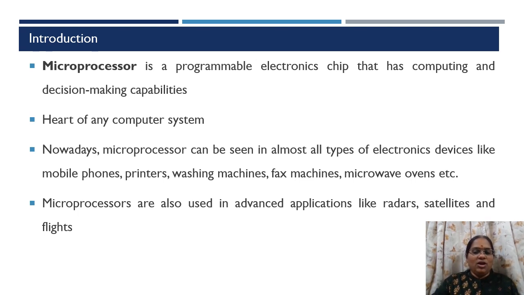All your electronic devices, like your mobile phone, printers, washing machine, fax machine, and microwave ovens, all have a processor. Anything to be automated, there comes the role of a processor. It is not only used in our day-to-day life, it is also used in advanced applications like radar, satellite, and flight.